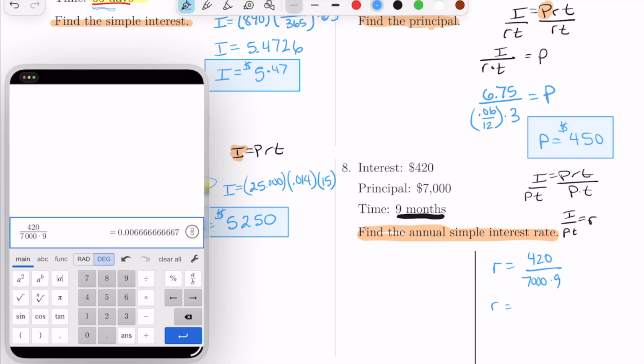This gets us an interest rate that looks like this. A lot of sixes, like that. But this is monthly. So we need to multiply this by 12 to get to annual rate. So I'll just take that number and say times 12. There we go. Now we have our rate to be 0.08. When we change that into a percent, this will be 8%.